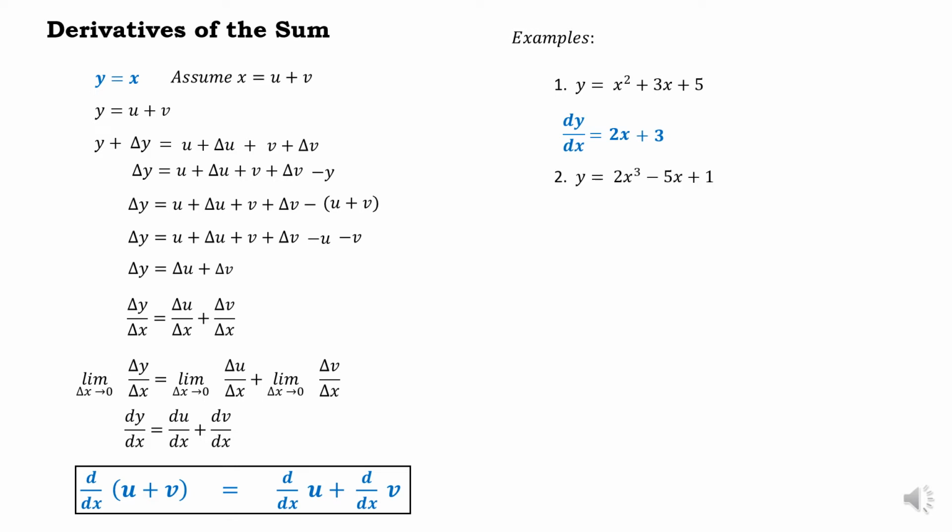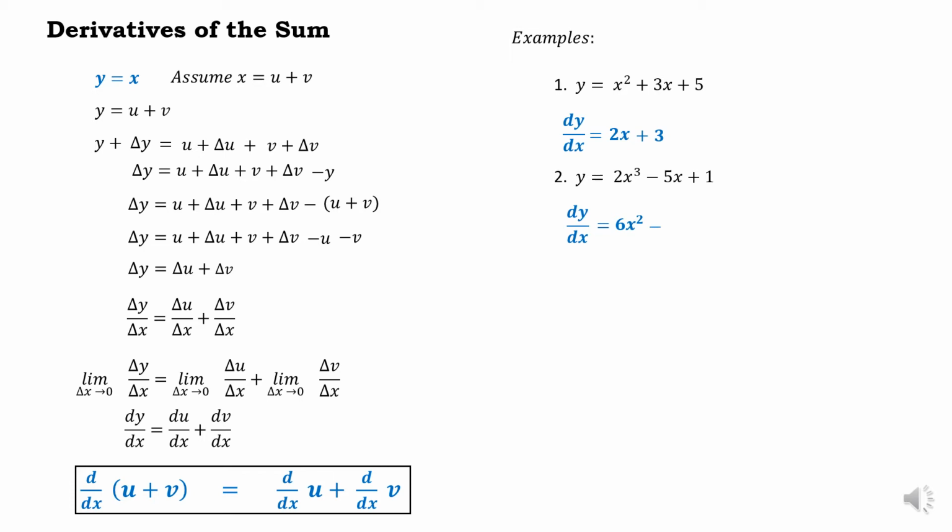Number 2, y is equal to 2x cubed minus 5x plus 1. The derivatives of y with respect to x is equal to the derivatives of 2x cubed, since the coefficient is 2 and the exponent is 3. Just multiply the exponent by the coefficient, or 3 times 2 is equal to 6, and subtract 1 from the exponent. X cubed becomes x squared. So therefore, the derivatives of 2x cubed is equal to 6x squared.